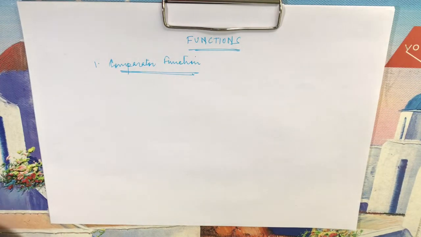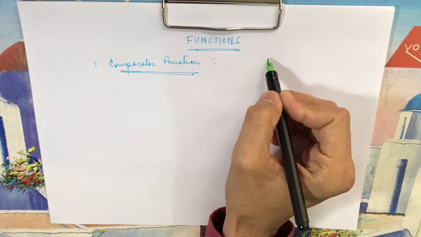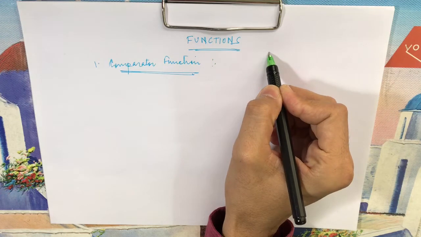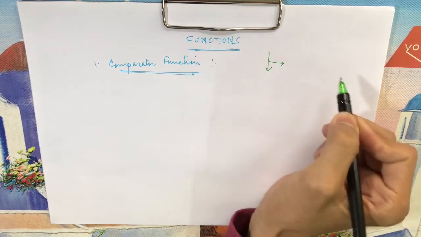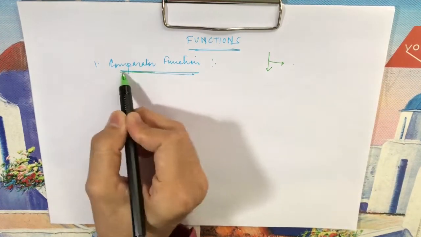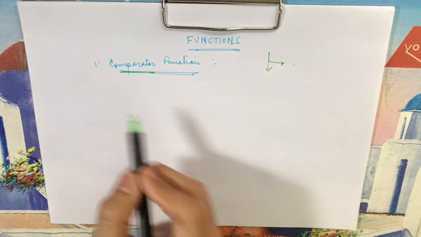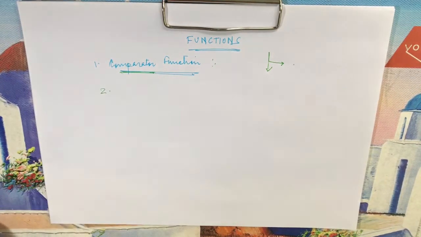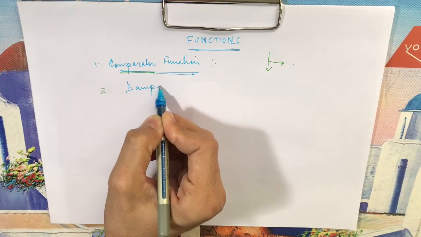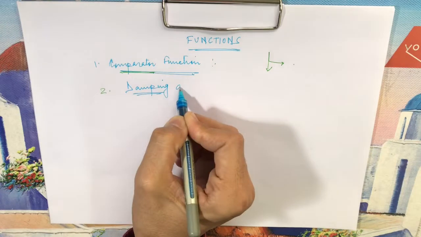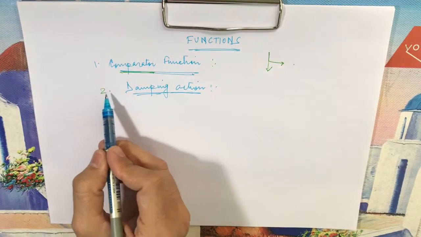Like I have told you umpteen times, whatever kind of movement is being performed, one copy is sent to the spinal cord and one copy is sent to the cerebellum, and the cerebellum compares these copies. Secondly is damping, like dampening of movement, damping action. What does it mean? This one also we have covered in the previous video.